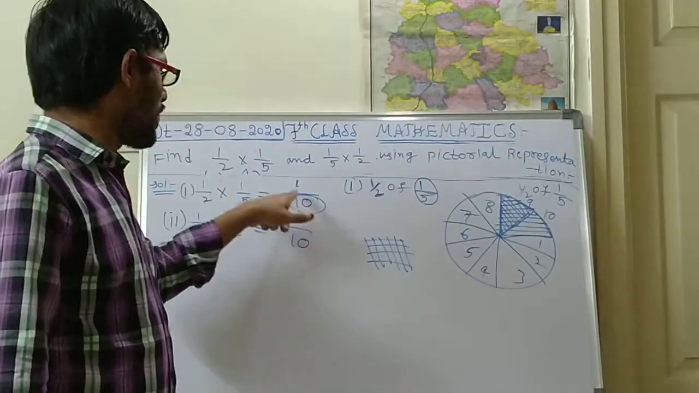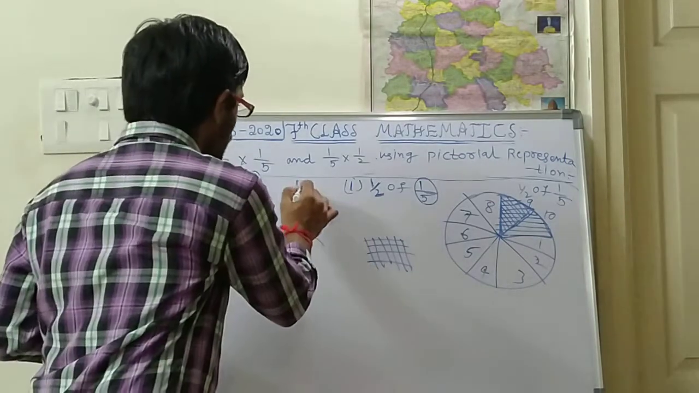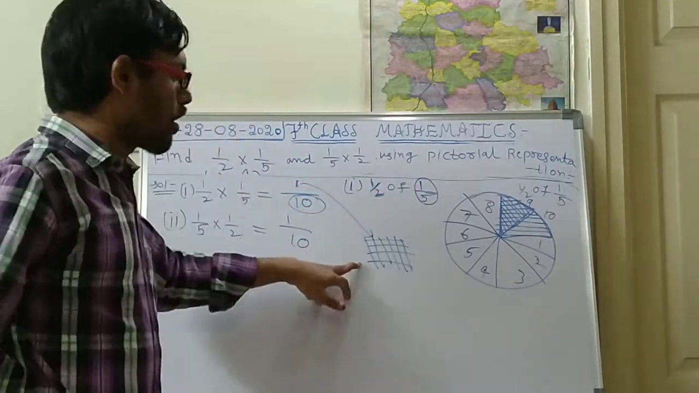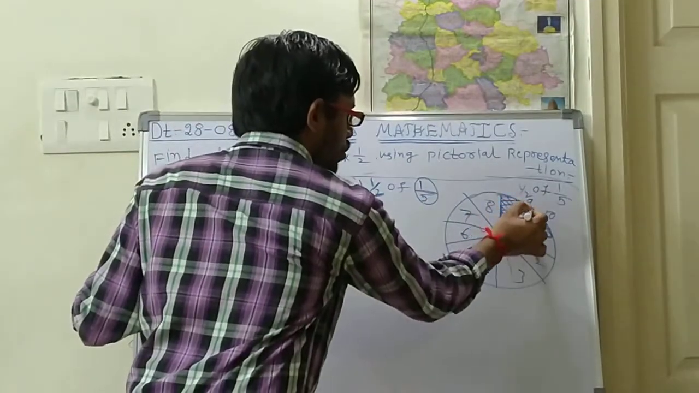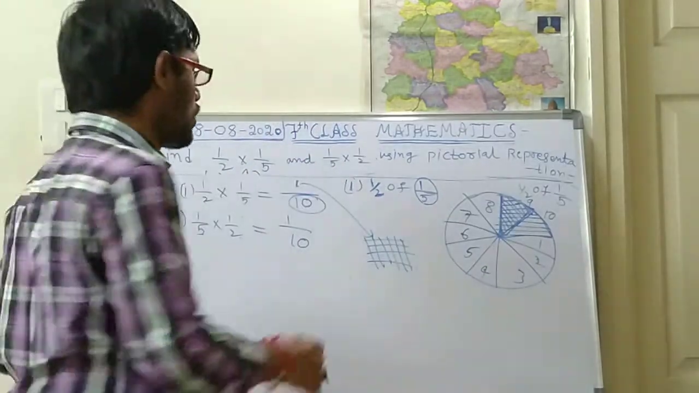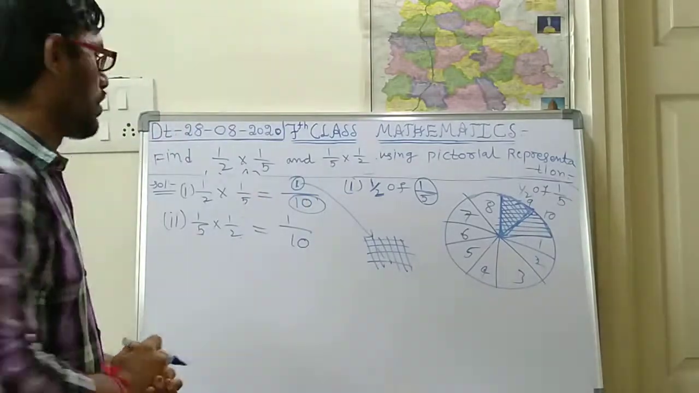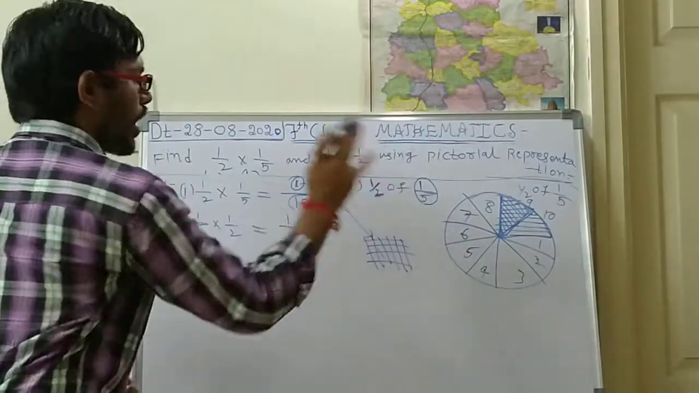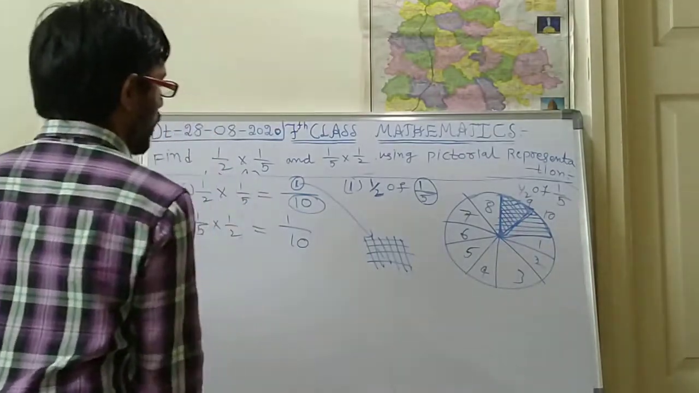In these 10 parts, how many regions have I shaded commonly? Like this, this is the common region of shading. Only one region is there as a common part. So 1/10 is the answer. So for the first one we have got the answer. Now for the second one we have to get it.